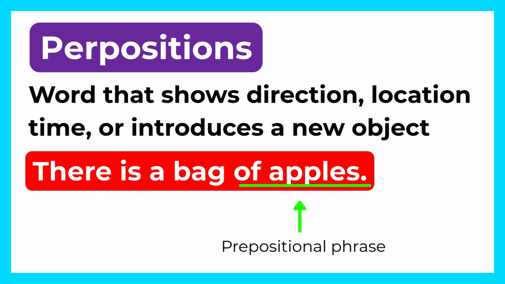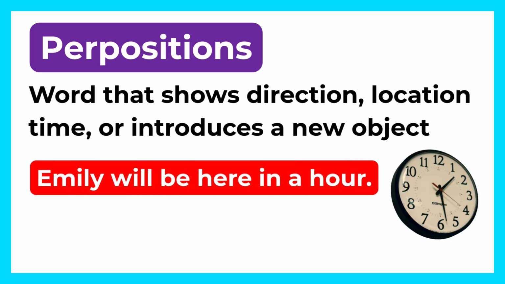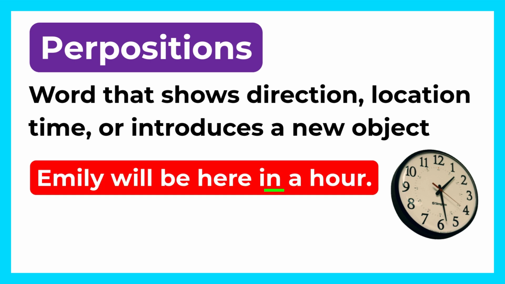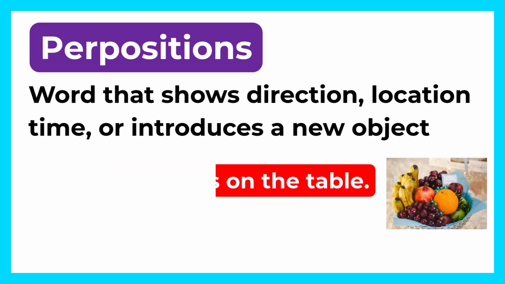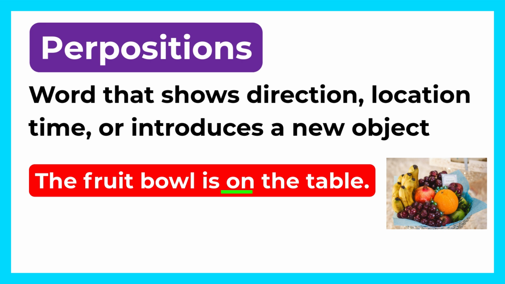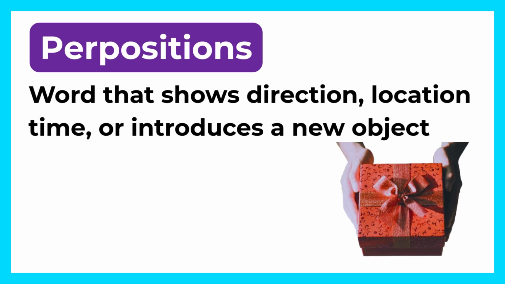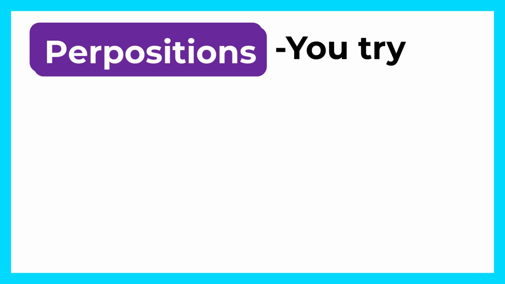Now, let's look at some examples of prepositions in sentences. Emily will be here in an hour. The preposition in this sentence is in. It shows the time. The fruit bowl is on the table. The preposition in this sentence is on. It shows the location. She sent a gift to me. The preposition in this sentence is to because it shows the direction.